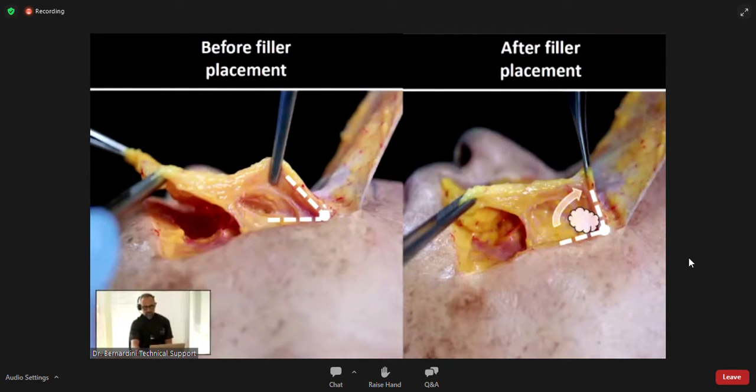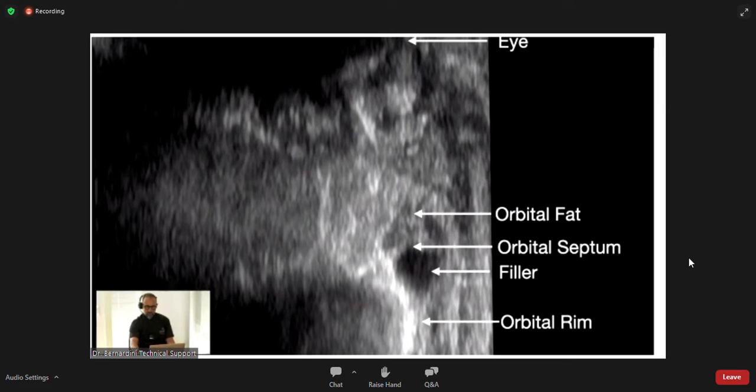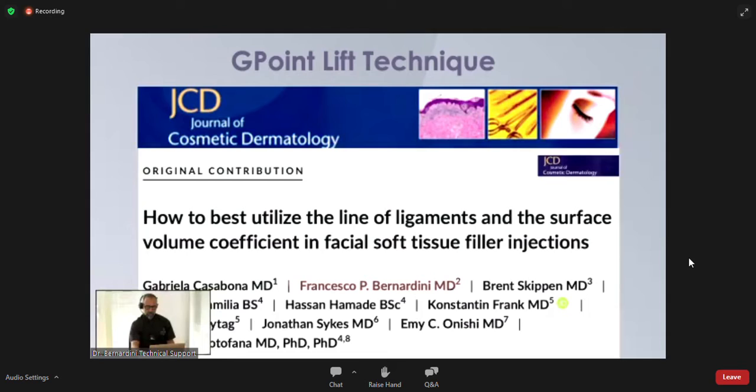Here is a courtesy of Sebastian Cotofana's slide showing the placement of the filler relative to the orbital retaining ligament, in the axilla of the orbital retaining ligament, in order to open up the angle of the ligament that has been closing with time and the atrophy of the medial facial fat. Here is the ultrasound demonstration of the filler position relative to the ligament.